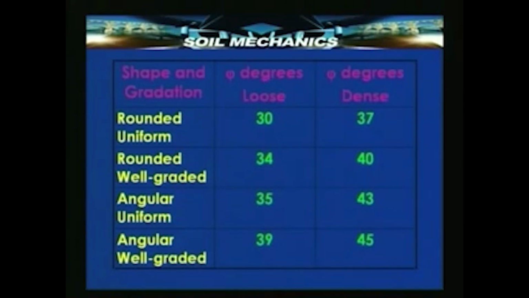Here is a table which gives the approximate value of friction for different degrees of density for different particle shapes. Rounded and uniform have angle of friction varying from 30 to 37 as the density increases. Well graded soils can have very high friction angle, even as high as 45 when they are densely packed.